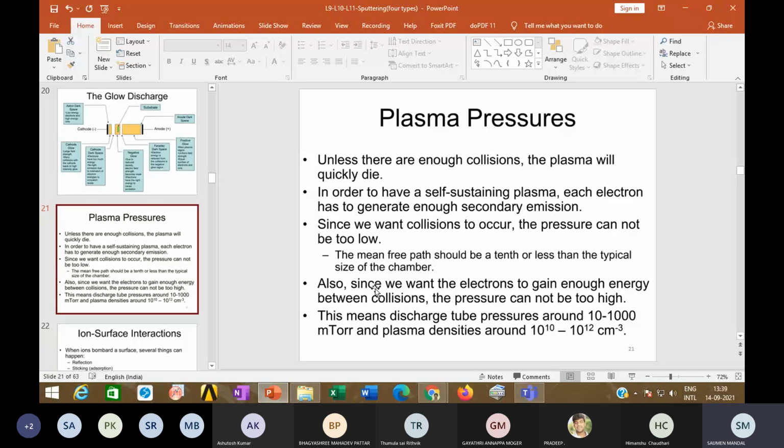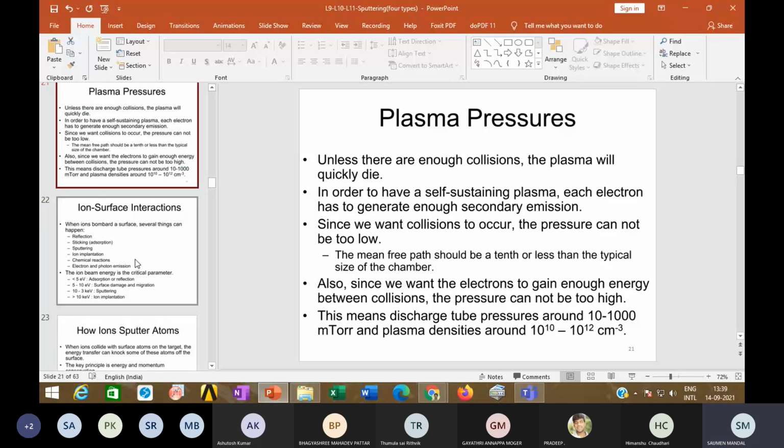Since we want the electron to gain enough energy between collisions, the pressure cannot be too high. So we should not go near atmospheric pressure. Sputtering will not be possible because there will be a huge number of collisions between the electrons themselves. The discharge tube pressure is around 10 to 1000 millitorr, and the plasma density is around 10 to the power 10 to 10 to the power 12 particles per cm cube.